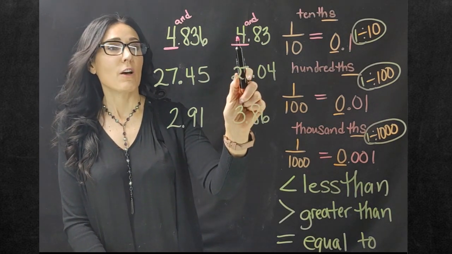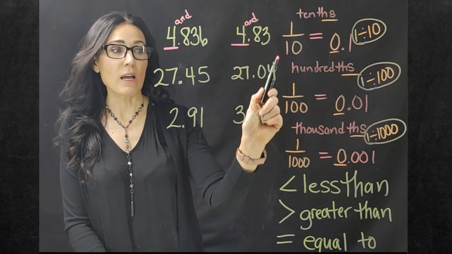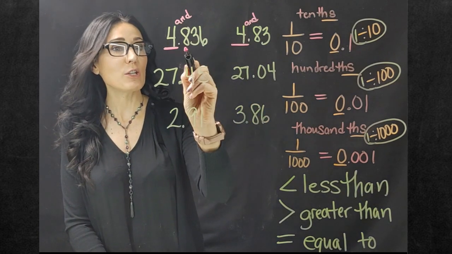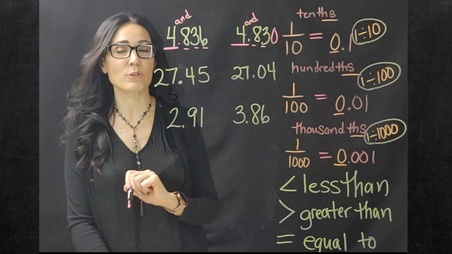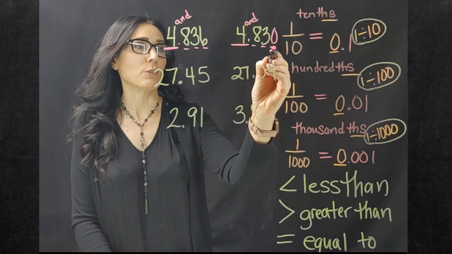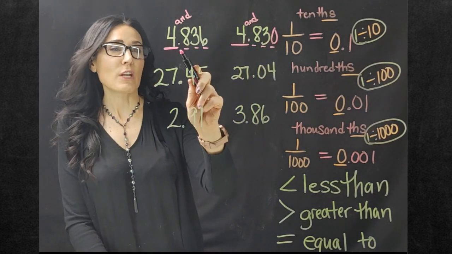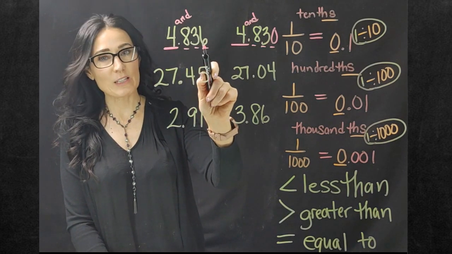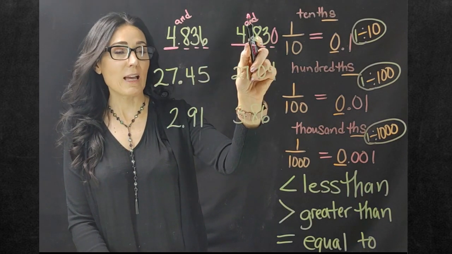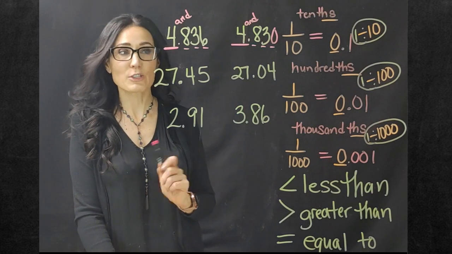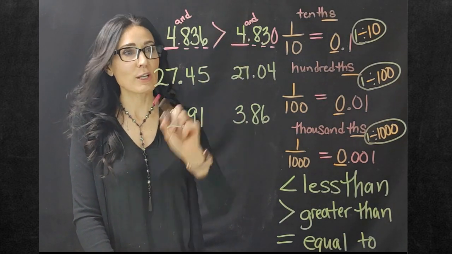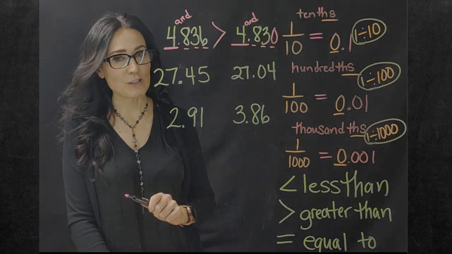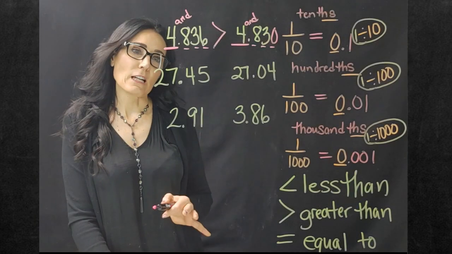This one reads 4 and 83 hundredths. So it only has 2 decimal places while this one had 3. So we are going to add that extra 0 there, so it will also read as thousandths. Now we have 4 and 836 thousandths, 4 and 830 thousandths. So we would say that this decimal is larger than 4 and 83 hundredths. All right, so let's take a look at the next one.